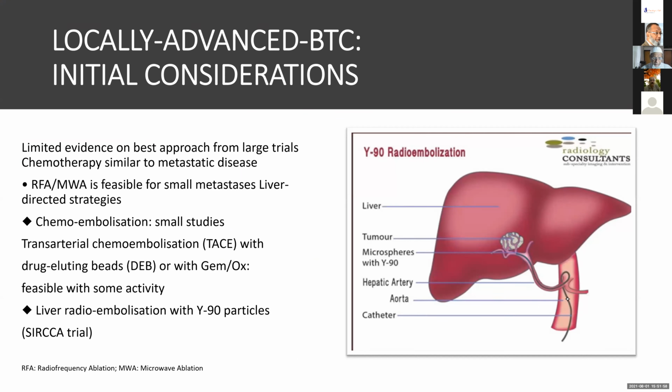So now we come to locally advanced biliary cancer. The evidence is limited; the best approach from the trials is chemotherapy similar to the metastatic treatment. So locally advanced and metastatic biliary tract cancer can be treated with the same treatment guidelines. But there is something new that we can offer the patient as localized treatment, such as RFA, microwave ablation, and other local treatments such as TACE or drug-eluting beads concurrently with systemic therapy. And recently, radioembolization with yttrium-90 particles shows a promising result, and patients become more resectable after treatment with Y90 radioembolization. There are two recent trials going on.